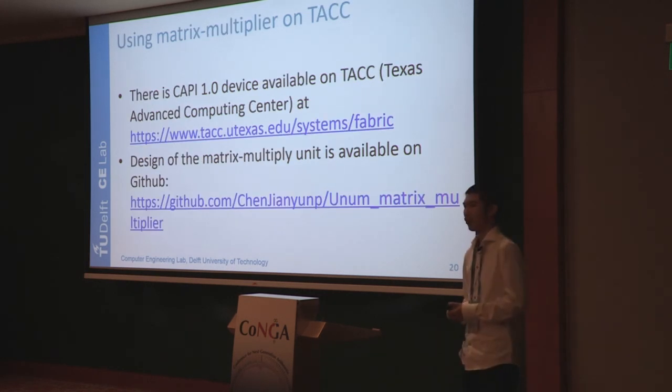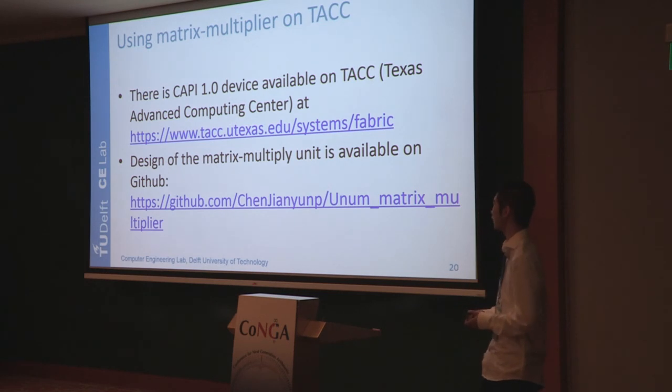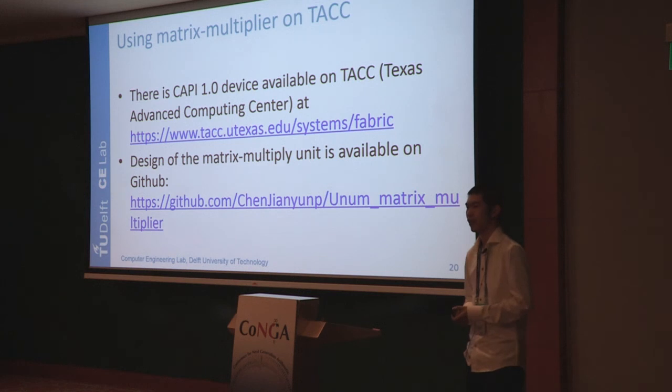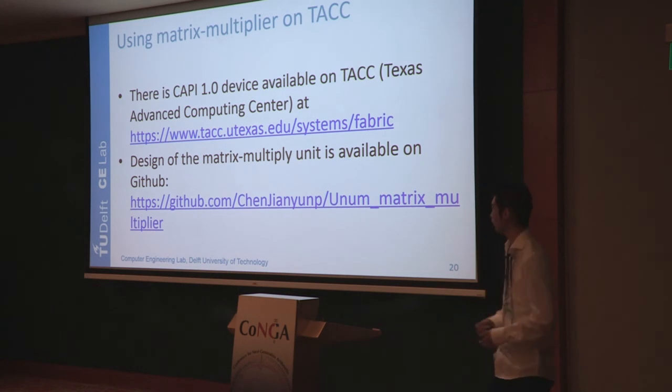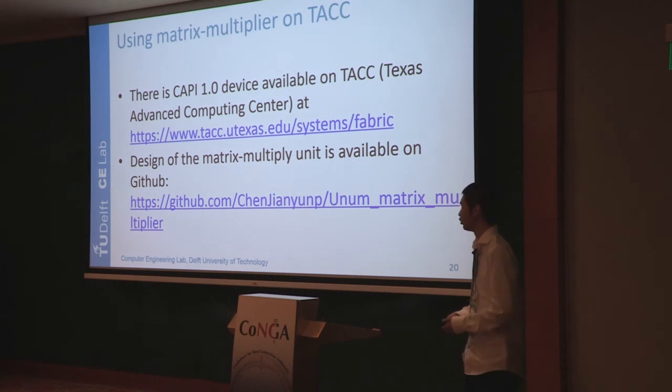And the device of CAPI 1.0 is available at TACC, the Texas Advanced Computing Center. Every researcher can apply for an account and use it for free. And the design of the matrix multiply units is open source, and it's available on GitHub. This is my GitHub address.